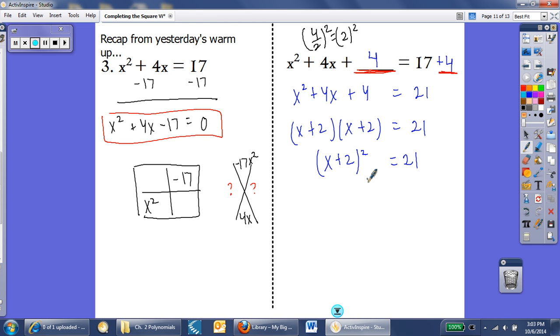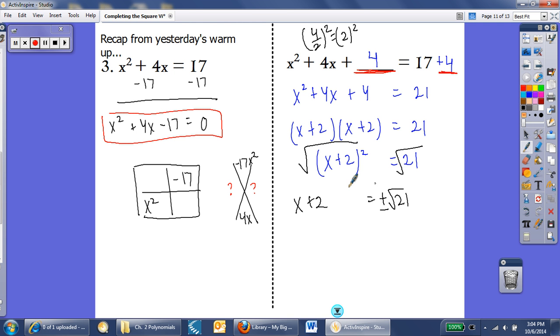Now today, we need to finish solving this. So I need to find the answer for x. Okay, so starting here, I'm trying to get the x by itself. Right now, the 2 is bothering the x and the squared part. To make the squared part go away, I take the square root of both sides. So this becomes x plus 2 equals the square root of 21. I don't know what the square root of 21 is. It ends up being some kind of decimal answer. Whatever it is, I know that it's the positive version of the square root of 21, or it could be the negative version.